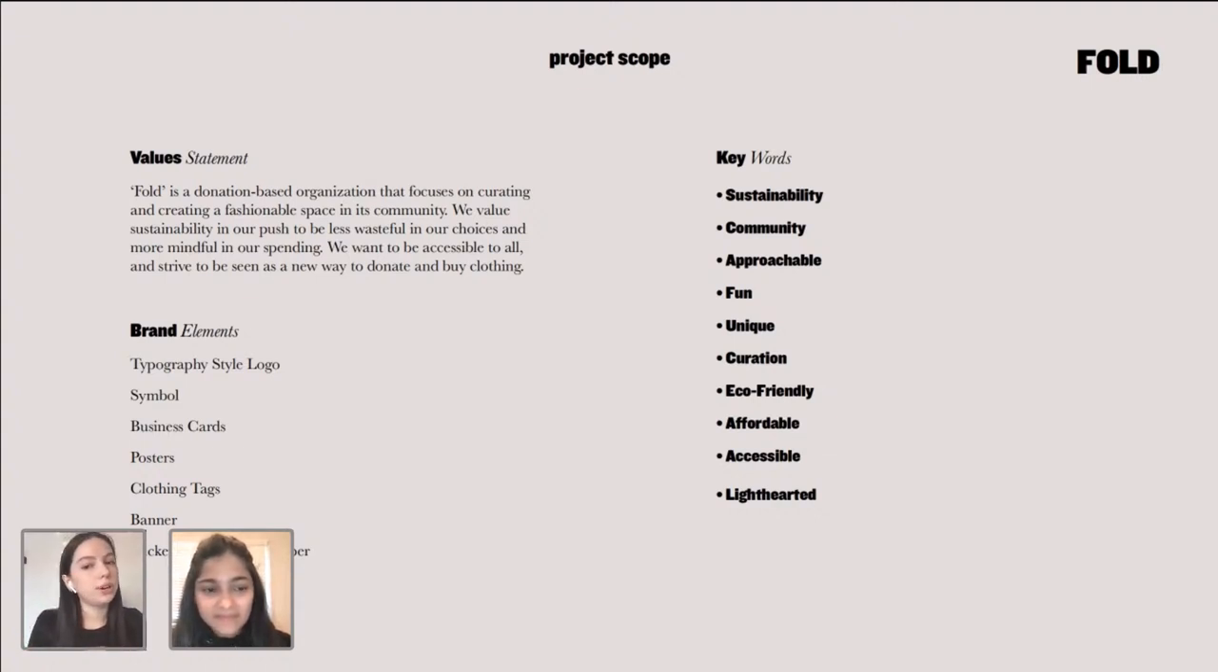So I wrote down some keywords that we can keep in mind for the visual aspects of it: sustainability, community, but also fun, unique, curating, again, just specific types of things that you would want out of a brand. You wouldn't want just everything. So then we're going to be creating a type-based logo. We'll get into that in a second, and some other aspects. These are what we're going to be working on over today and tomorrow. So yeah, I'm really excited.